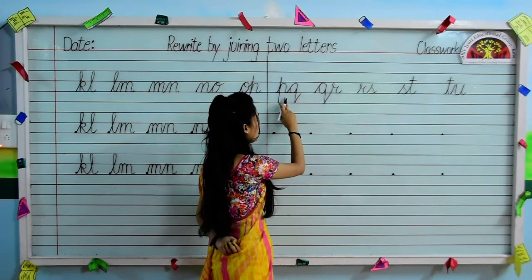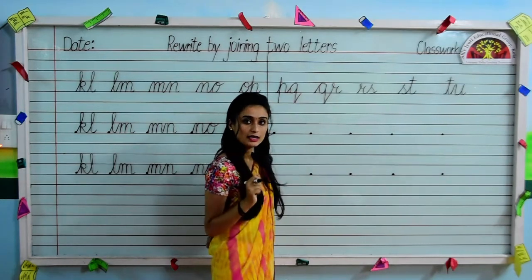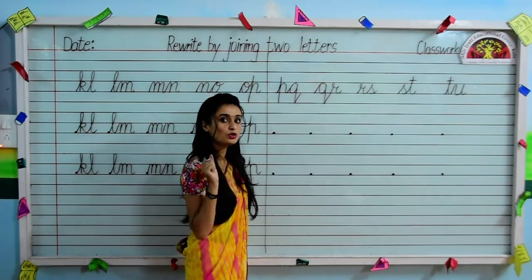Your next letters are P, Q. Now let's see how to write P and Q together.